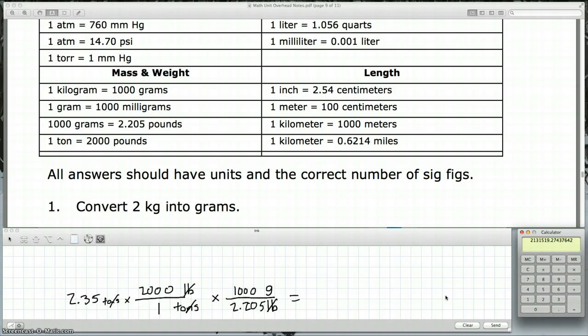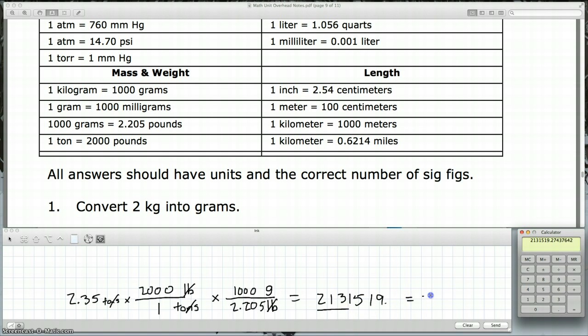Now, it's a really big number, and that makes sense because grams are small and tons are big. So there's going to be a lot of grams in a ton. So we get 2131519 dot, and it keeps going. Now, sig figs. I have 3 sig figs at the beginning here. I want 3 sig figs at the end. The first 3 numbers are our sig figs.